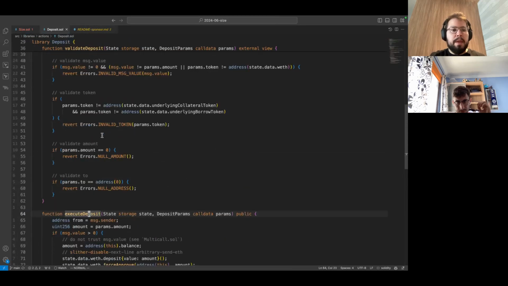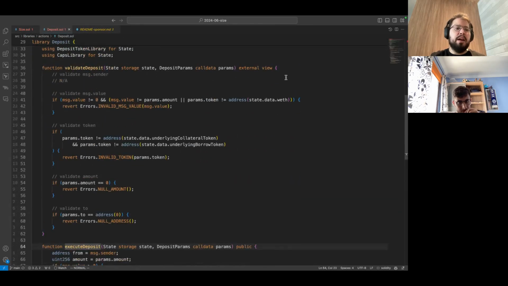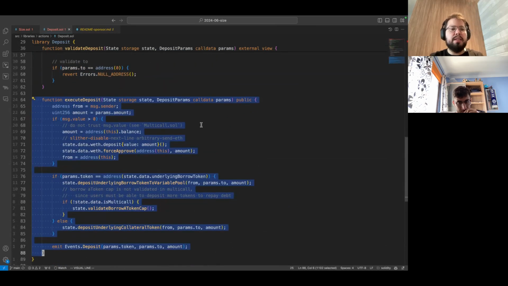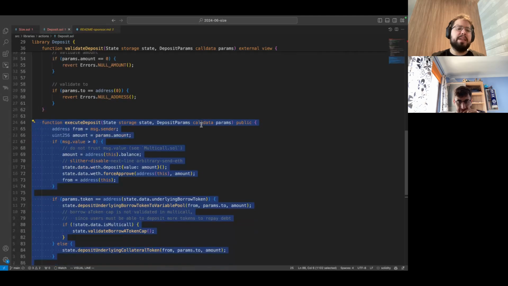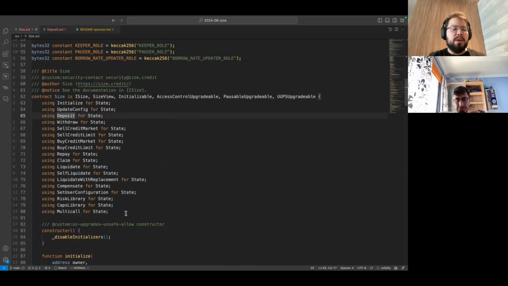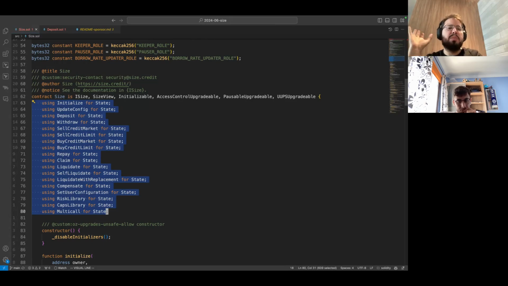here is the validation function, here is the execution function, and this is basically the same pattern everywhere. It is a bit weird that you have so many libraries used this way. If you used abstract contracts, you wouldn't be implementing it this way. But the good thing is that we can bypass the contract size limit and have a very huge contract, because we're using libraries for everything.